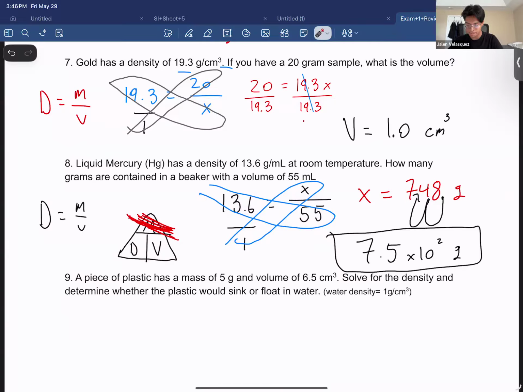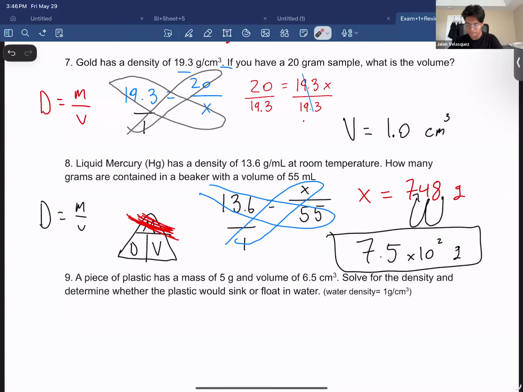I should erase that. Any questions on number 8 here? Okay, let's move on to number 9. I promise, the last density one.